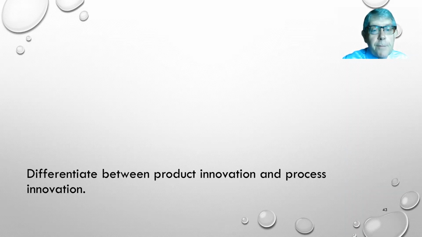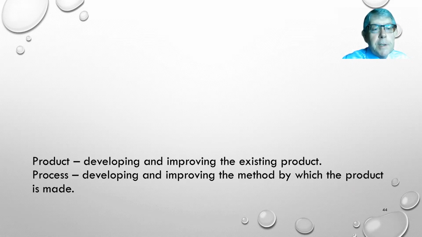Differentiate between product innovation and process innovation. Product is developing and improving the existing product that the company is making. The process is developing and improving the method by which the product is made.